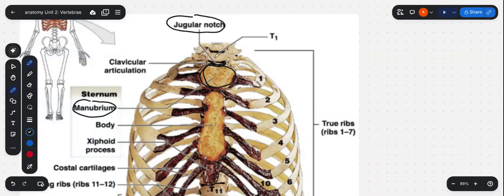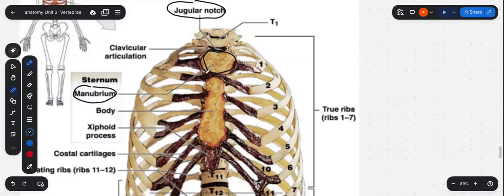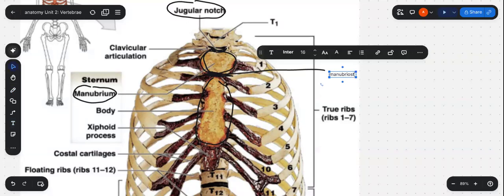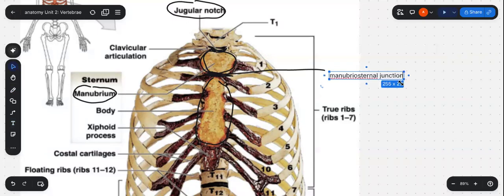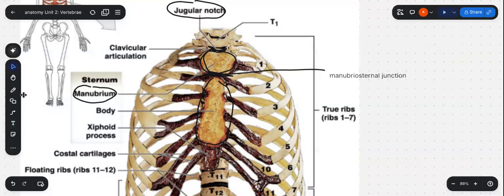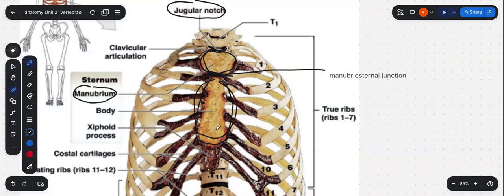Next is your manubriosternal junction. That is the line that separates this circle from this oval-shaped portion of the sternum. So this line over here is known as your manubriosternal junction. There we go. Next, you have the actual body of the sternum, which is, as I said, this whole oval-shaped portion of it over here.